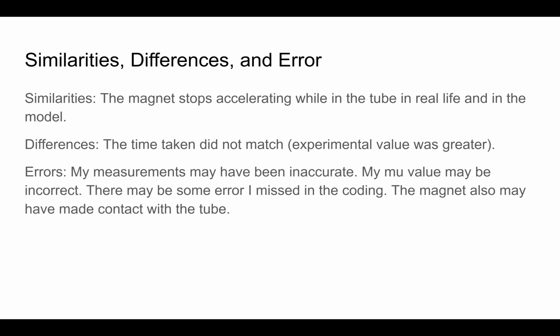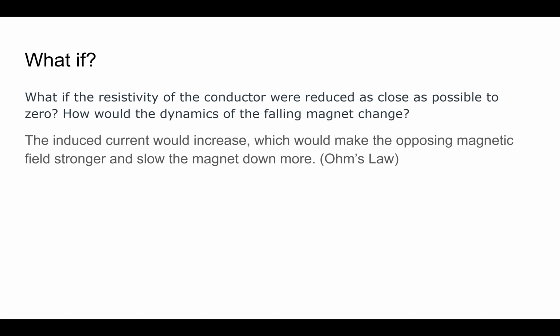And so this is most likely due to some error, so my measurements may have been inaccurate. My mu value may be incorrect. There may be some error I missed in the coding, and I noticed that while I was dropping the magnet, it may have also made contact with the top of the tube as it was falling through, so that may have done something to my measurements.